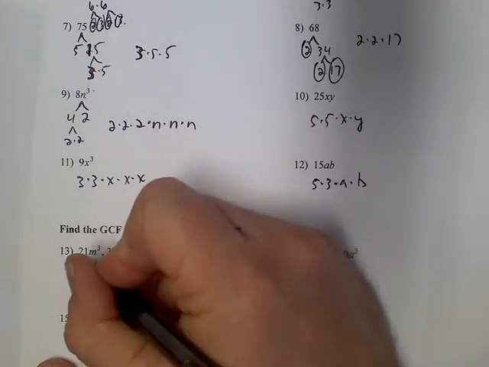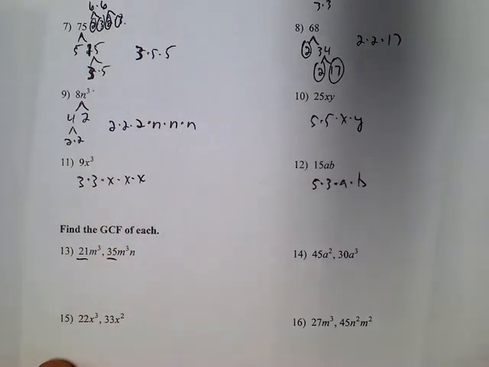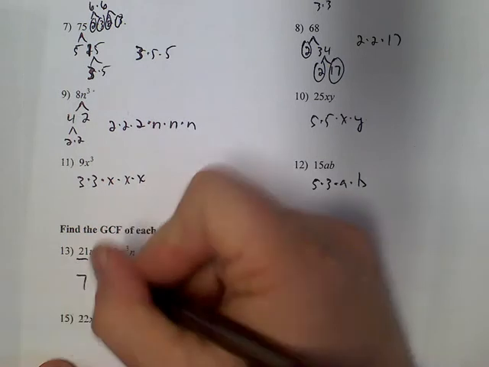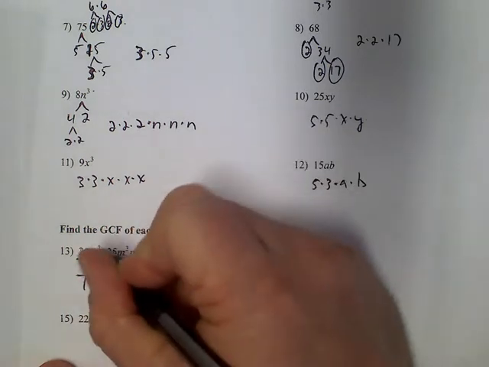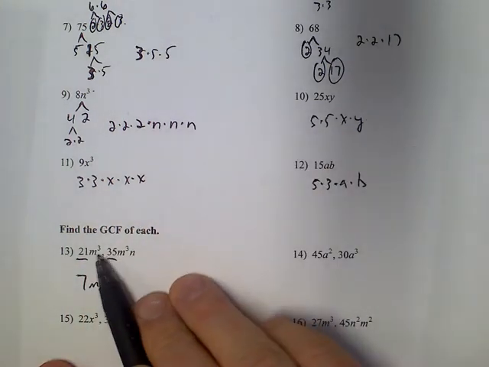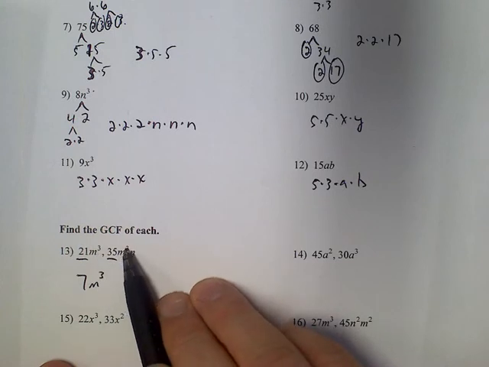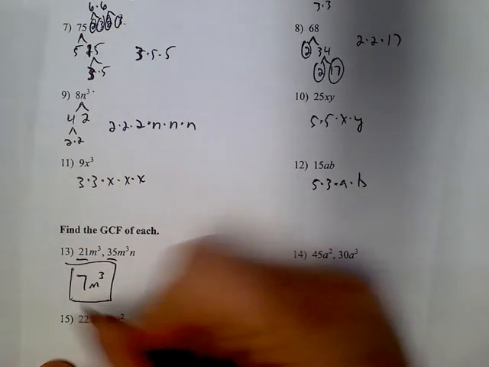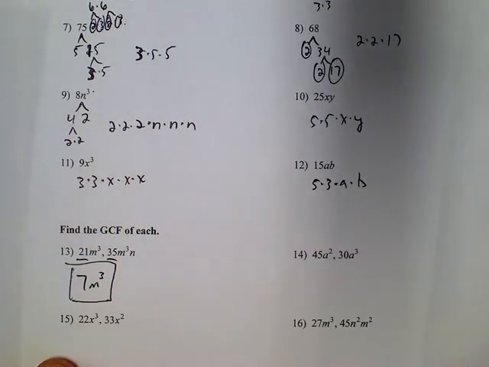Number 13, the largest number that can go into both of these would be 7. So this would be m to the third because there's 3 m's here, 3 m's here. There is no n, so this would be my greatest common factor of each.